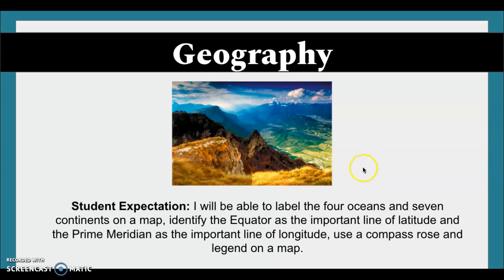Okay, now I make mistakes. I feel like probably we know that already. So I have here 4 oceans. There is actually a 5th ocean that we're going to talk about. So where it says I will be able to label the 4 oceans, we're going to pretend this says 5 oceans. Okay, 5 oceans and 7 continents.